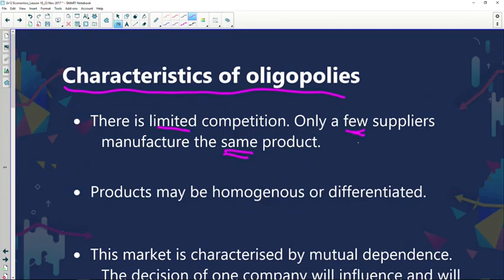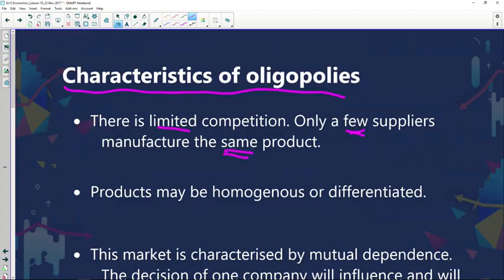So you are limited for choice, because if there are only two producers that supply that product and they fix the prices in that market space, you haven't got much of an option. If you're not buying from producer A, then you have to buy from producer B. So it's important to be aware that only a few suppliers manufacture products in this market, and they sell the same product, because oil is oil at the end of the day.